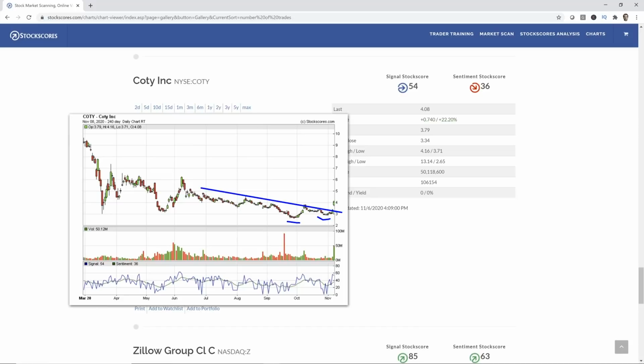So we know that a rising bottom is an indication of optimism. We're switching from pessimism to optimism. And then we had very strong volume on Friday with a strong price move. So that is a positive sign for this stock.